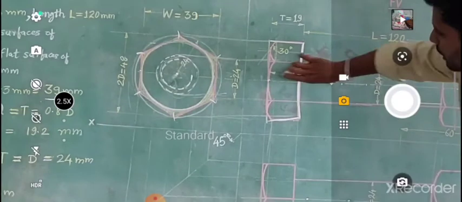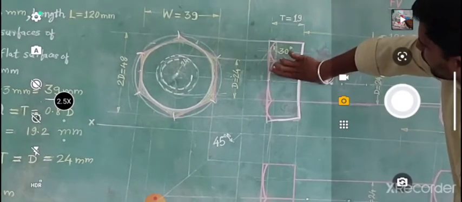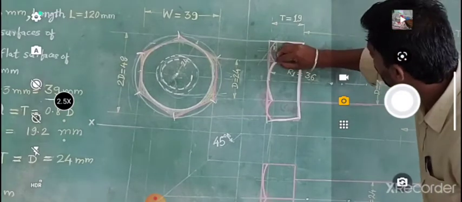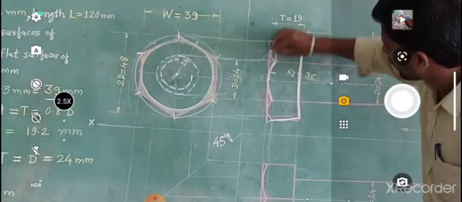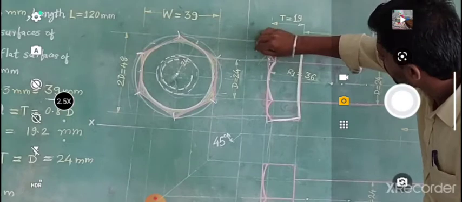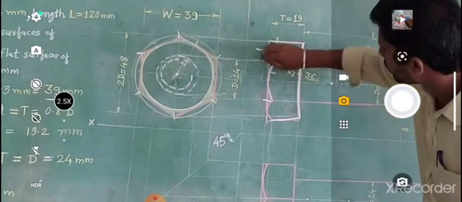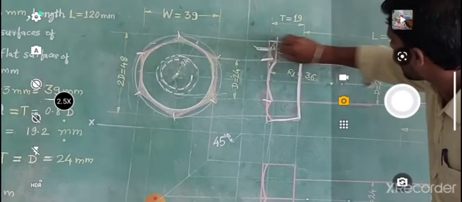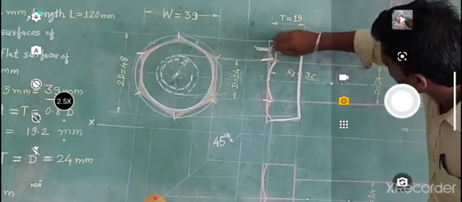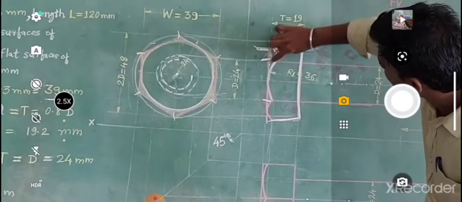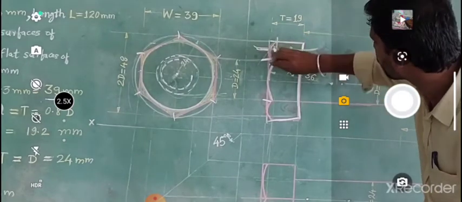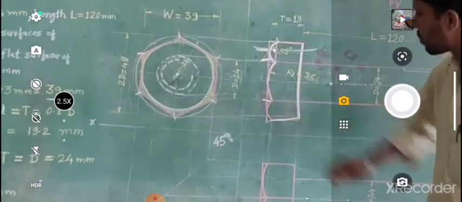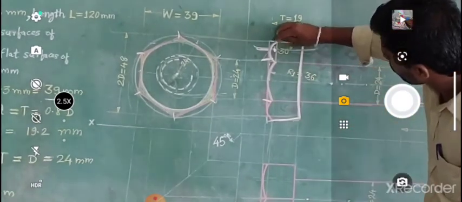From this point you keep the radius 36 and draw an arc like this, and then you draw a line here. Then you take the midpoint of this and draw like this. This is already 24, you know. And you take the half of this and draw a line here, and from this point you take the radius joining these 2 points.